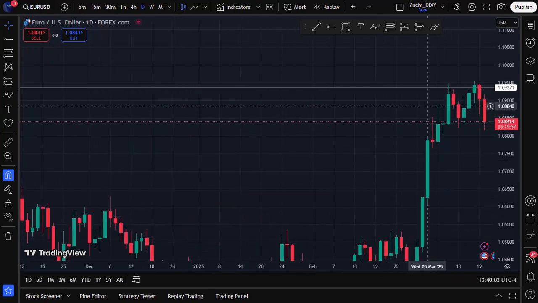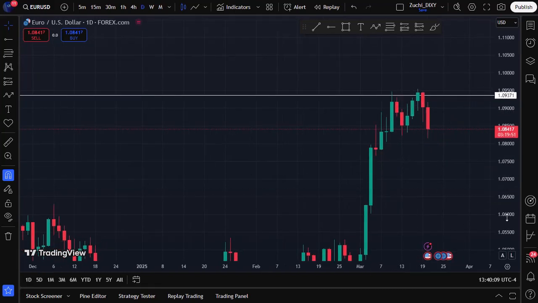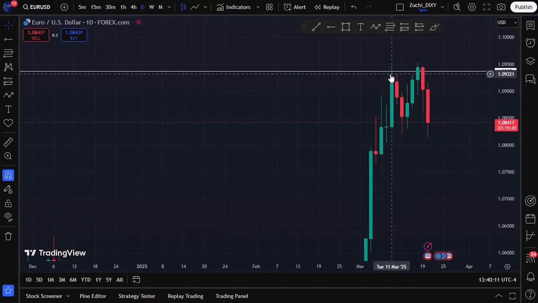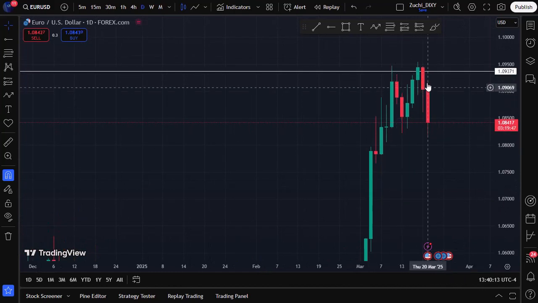All right, now once price gets into this point, I'll be looking for evidence to make me want to go short. The first thing I want to see is a rejection from that high, and then I'll be wanting to sell.